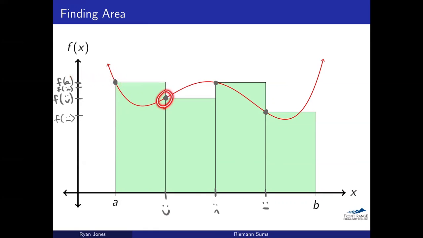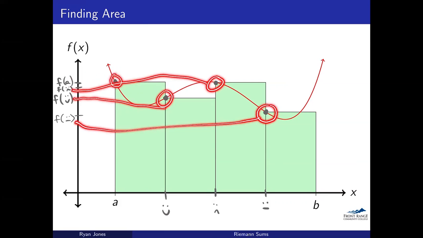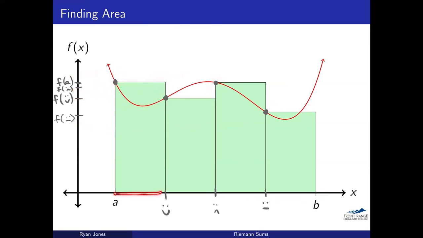In this case, it's f of smiley face. In this case, it's f of frowny face. And in this case, it's f of straight face, right? And then the width of each of these is just going to be whatever b minus a is, but then just divide it by 4. Just make it into quarters. And so there we go. We now have the area for each of these individually.